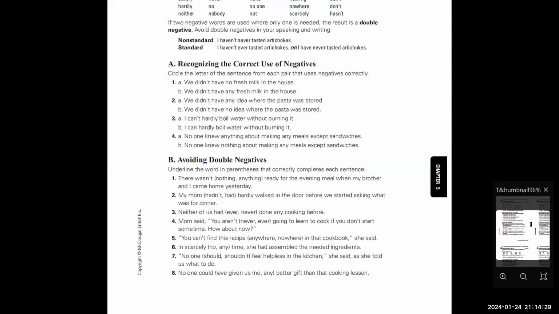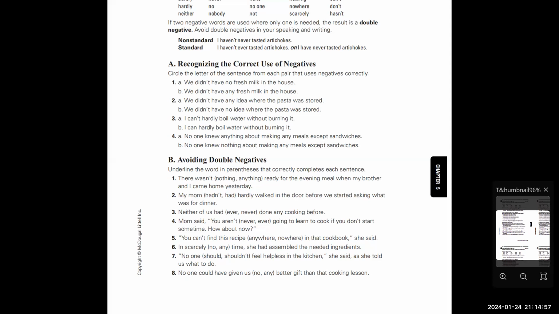Number six. Scarcely any time she had a sample, assembled the needed ingredients. Okay, that's correct. Anytime. Number seven.